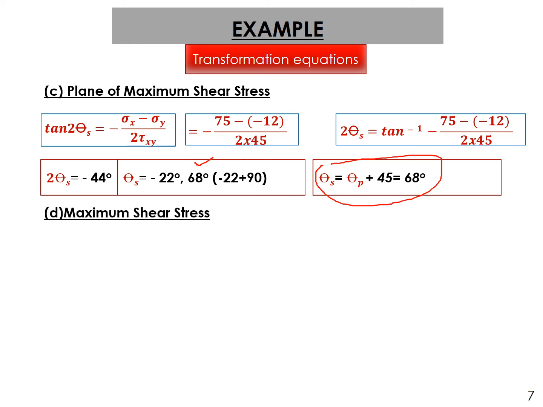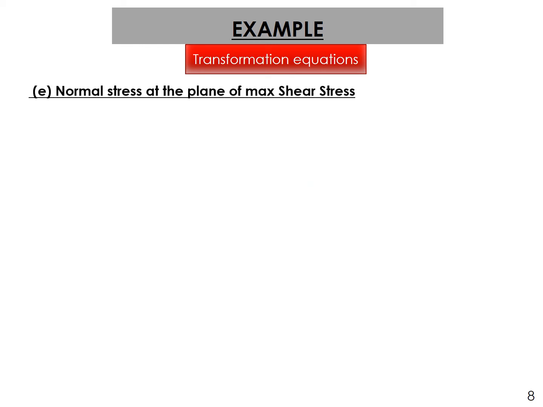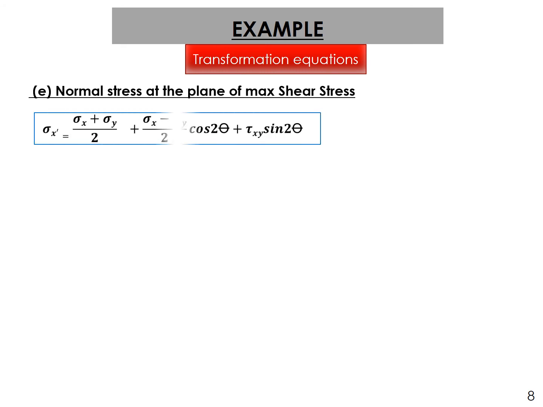The next part is maximum shear stress. You remember that formula. Put in all the values, and this is the maximum shear stress, 62.58 megapascal. Now, what next? We have to find the normal stress at the plane where you get maximum shear stress. I mean the normal stress at theta s. Let's see that, the normal stress at the plane of maximum shear stress.